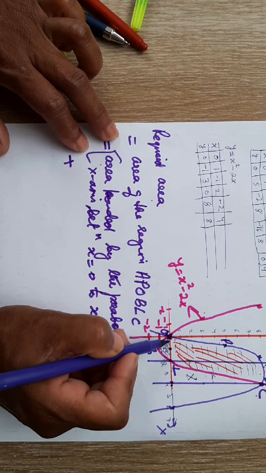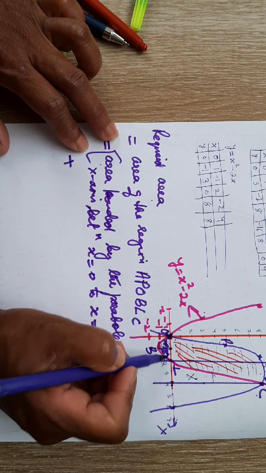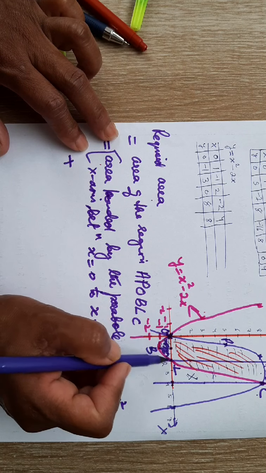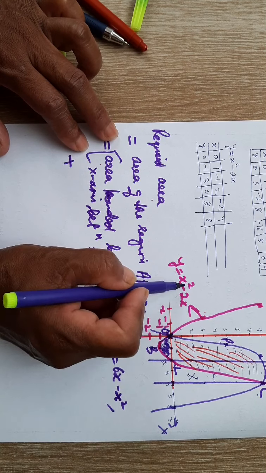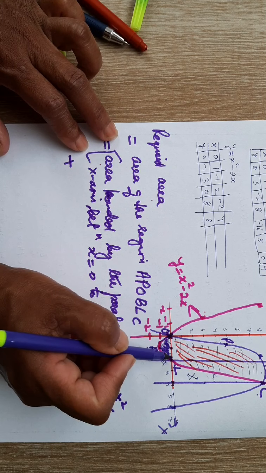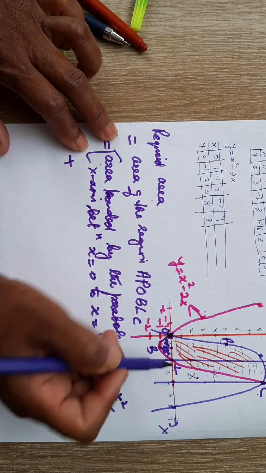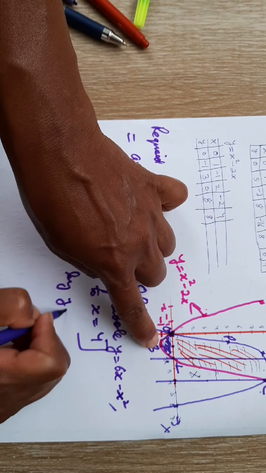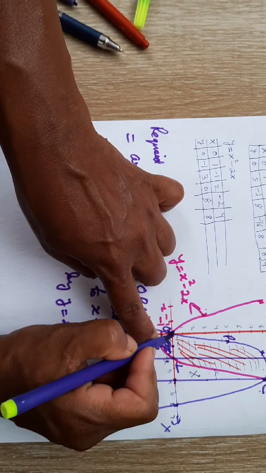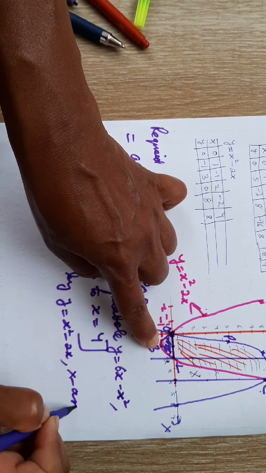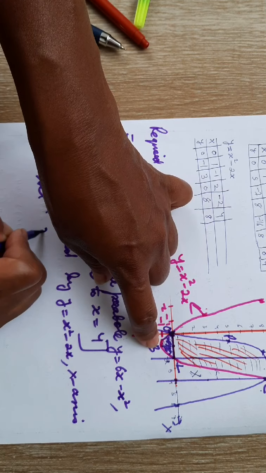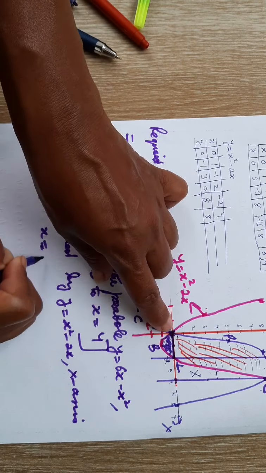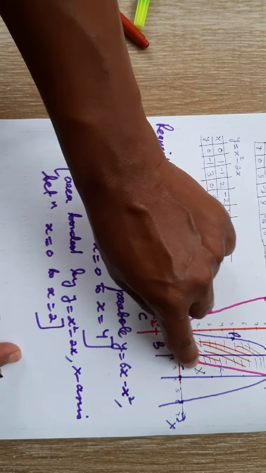Then plus, now I need to get this area which lies below the x-axis, and this area is bounded by which curve? Bounded by the curve y is equal to x square minus 2x, the x-axis between x is equal to 0 to x is equal to 2. So plus area bounded by y is equal to x square minus 2x and this x-axis between x is equal to 0 to x is equal to 2. But now I need to subtract this one.